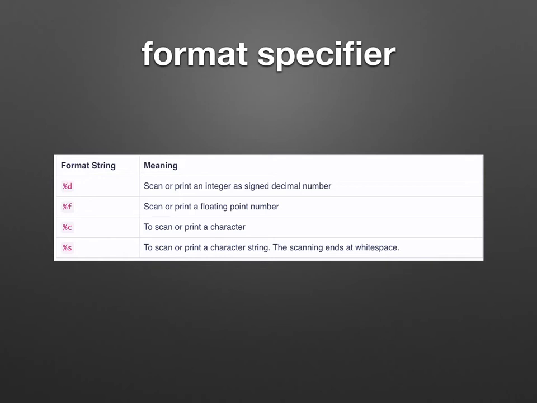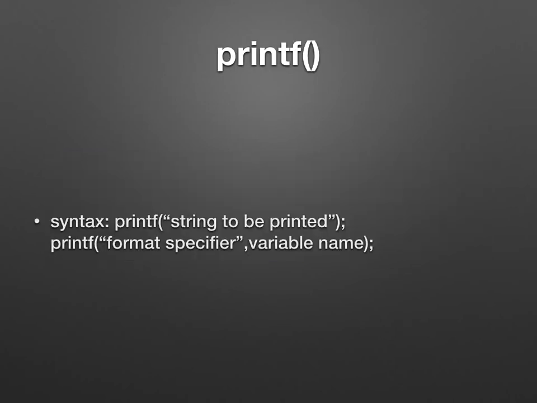Now we'll move to the output statement that we commonly use in C language, and that is printf. In printf also you have an opening bracket and a closing bracket, and in that you can use double quotes. In the double quotes, if you write any string, that string will be printed on the screen. In the first syntax you can see printf, double quotes, string to be printed. So on your screen it will print: string to be printed.